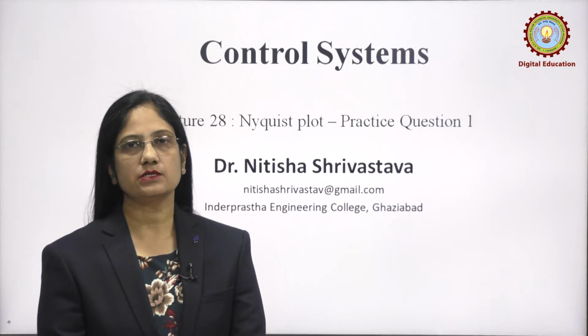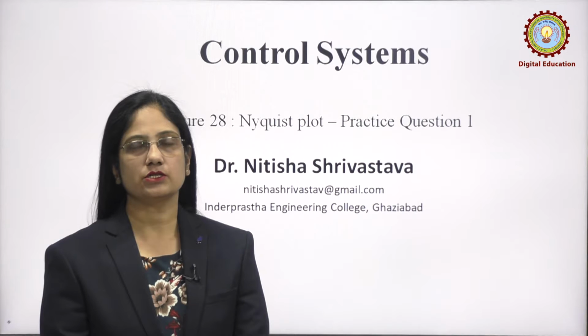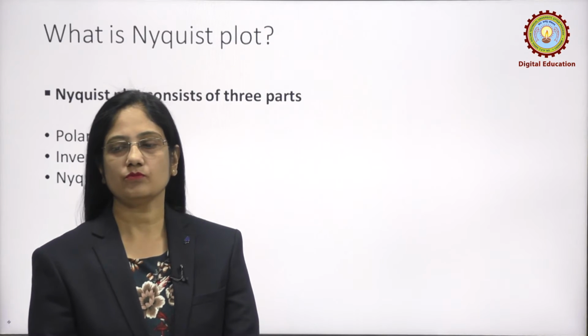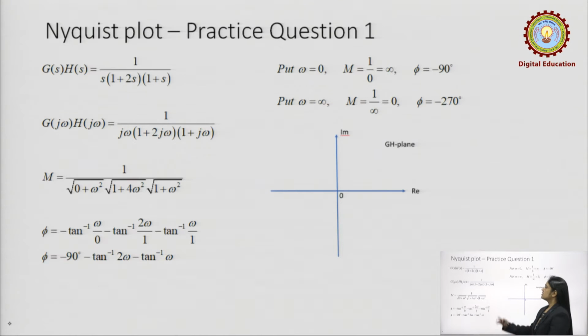So, this example is by itself a complete example, which will also let us assess the relative stability of the system. The Nyquist plot consists of the polar plot, inverse polar plot and Nyquist contour. The given open loop transfer function is 1 upon s into 1 plus 2s into 1 plus s. To draw the Nyquist plot, we need to first sketch the polar plot.